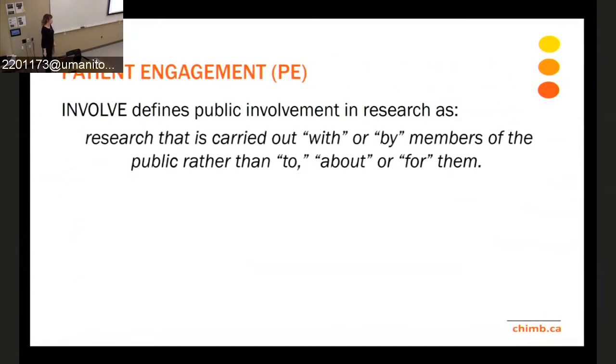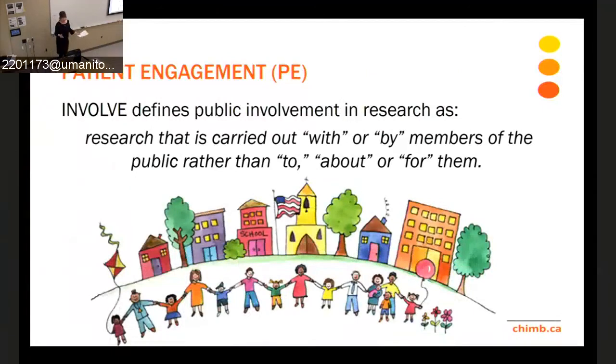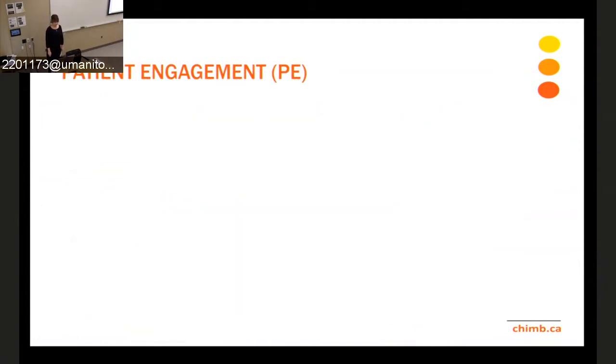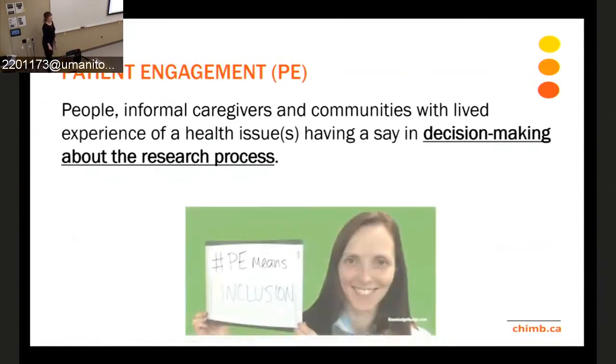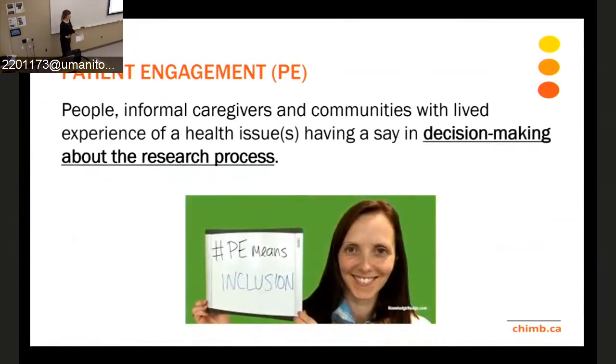And INVOLVE, which is a group out of the UK which SPOR was modeled after, has been around for a little bit longer. It defines public involvement as research that's carried out with or by members of the public rather than to, about, or for them. And typically how I describe patient engagement when health researchers come to me is that it means people, informal caregivers, and communities with lived experience of a health issue having a say.